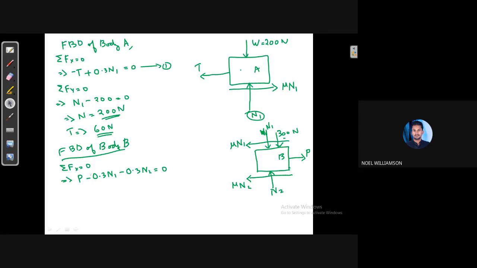We know the value for N1 already, so we can substitute the value here and write P minus 0.3 into N1, which is 60. So P minus 60 minus 0.3 N2 equal to 0, or P minus 0.3 N2 equal to 60. Equation number 2. Then we can consider sigma Fy equal to 0.